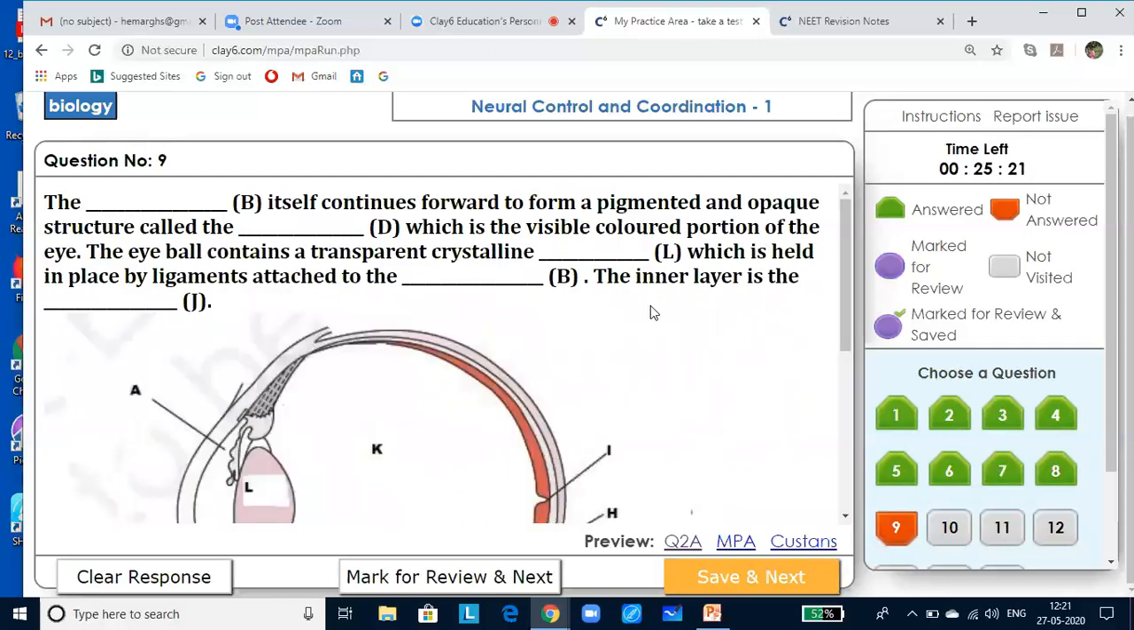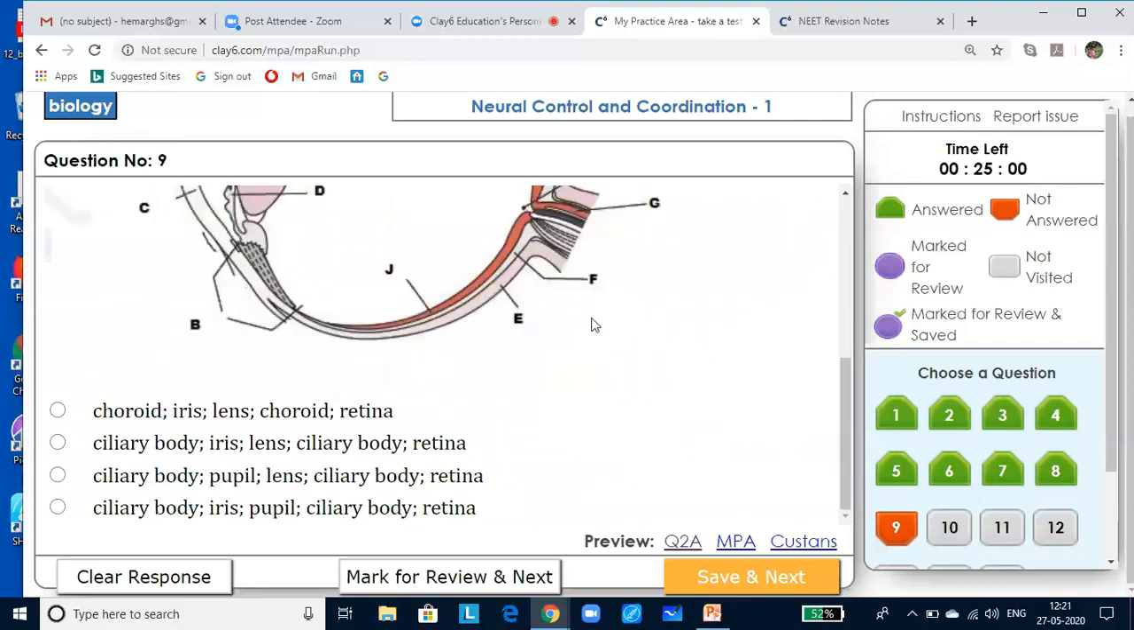The dash itself continues forward to form a pigmented and opaque structure called the dash, which is the visible colored portion of the eye. That must be the iris. The eyeball contains a transparent crystalline lens which is held in place by the ligaments attached to the ciliary body. The inner layer is the retina. So the first one is the ciliary body. Ciliary body, iris, lens, ciliary body and the retina. So this is the answer.